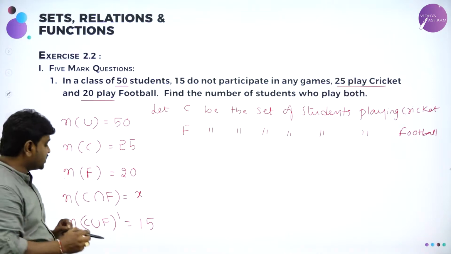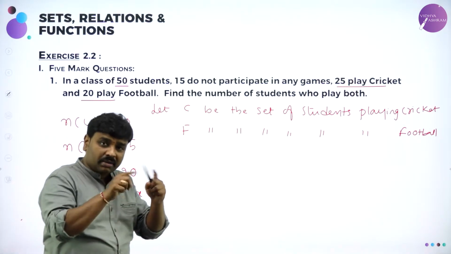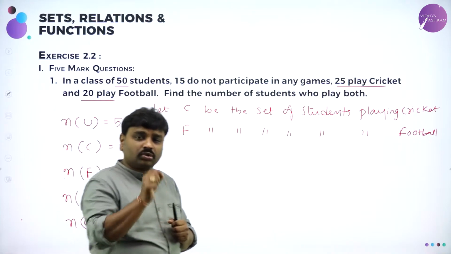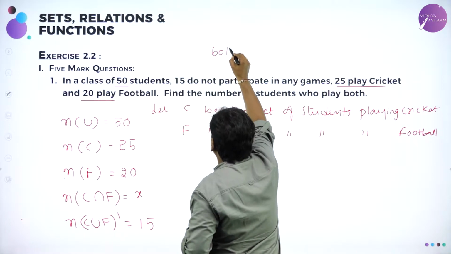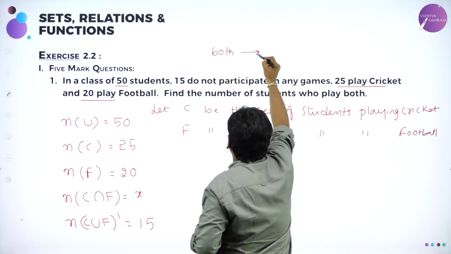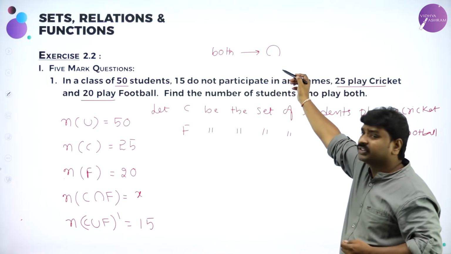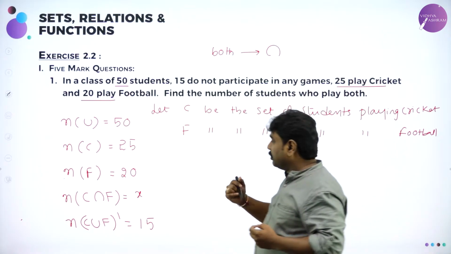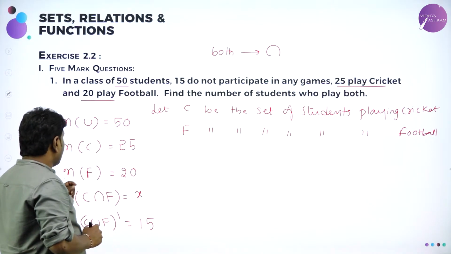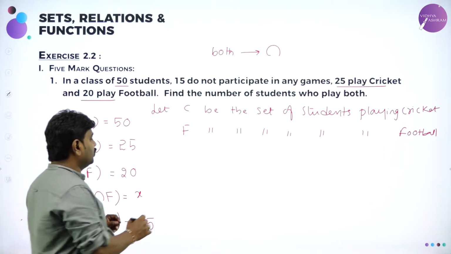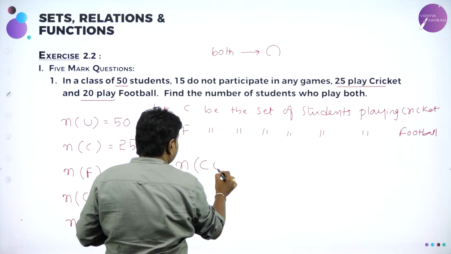playing both. Both means intersection. So we learned intersection means common for both the sets. So the word both can be replaced by intersection. Now onwards remember, both means belongs to both the sets, so you should use the operation intersection. All of you know how to read this. Now they are asking you to find how many play both, x. So first I will find n of C union F.